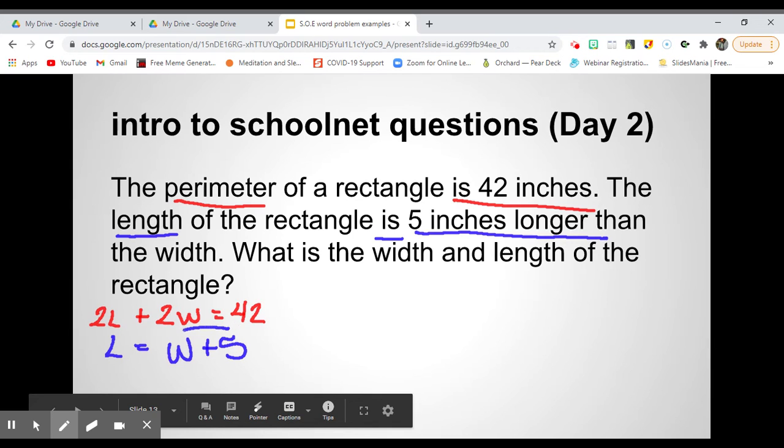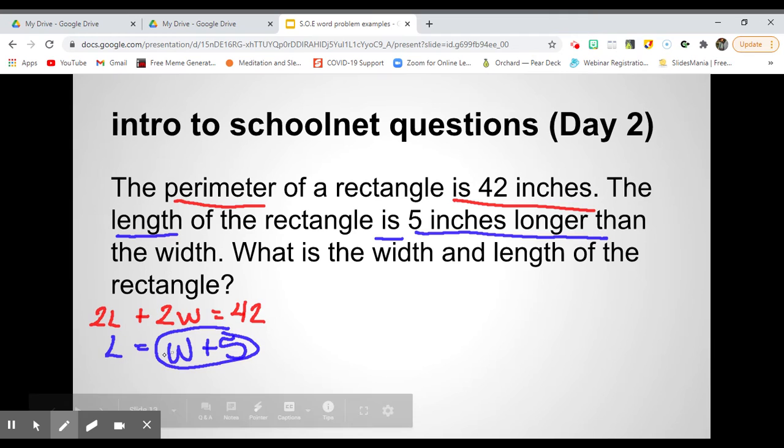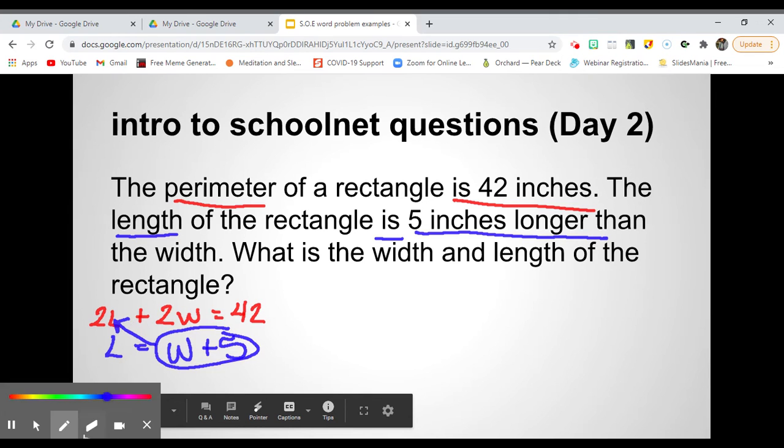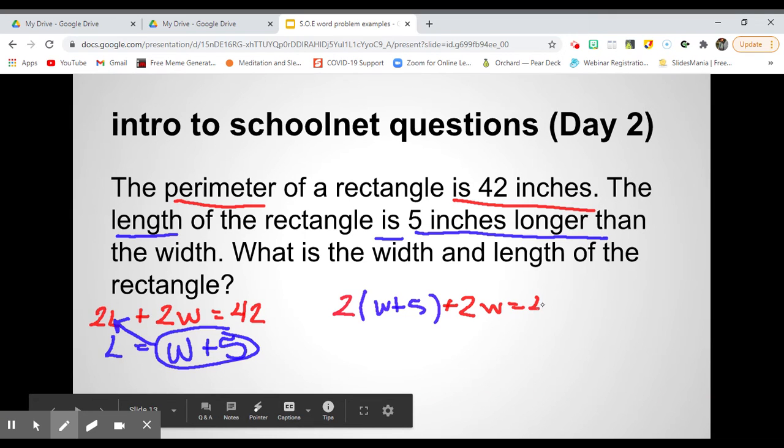Okay, so again, here we have substitution because we have a variable that is isolated, or by itself, or equal to. So now I'm going to do 2, and then I'm going to substitute L for W plus 5. Then I'm going to add 2W is equal to 42. So then do our distributive property: 2W plus 10 plus 2W is equal to 42. That gives us 4W plus 10, if I simplify, is equal to 42.